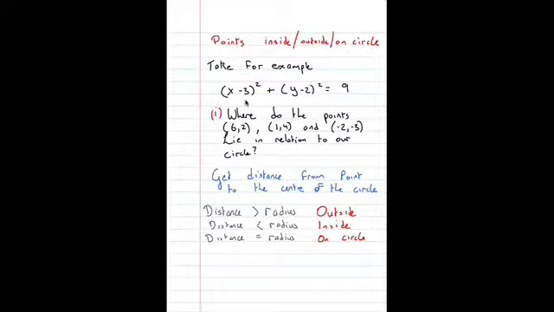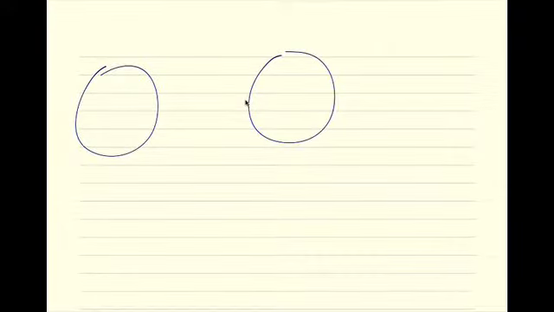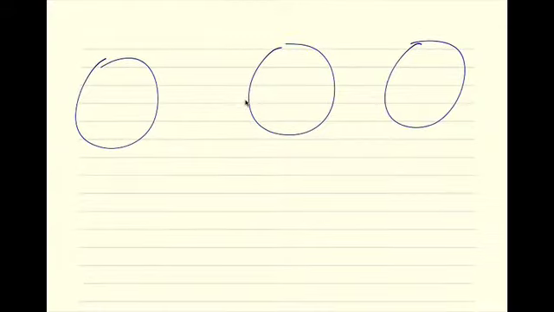Right. Point inside, outside, or on the circle. You need to be able to know how to do this. What do I mean by this? So let me add a page here. Add page blue. So this is the type of thing we're going for. We have 3 circles here.